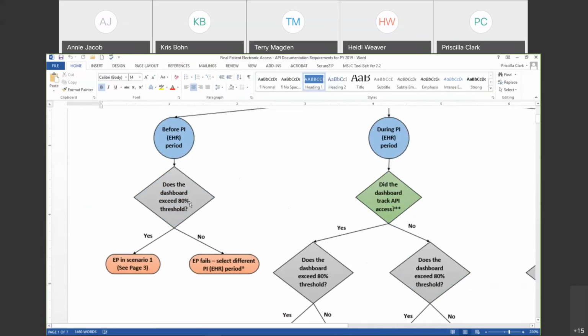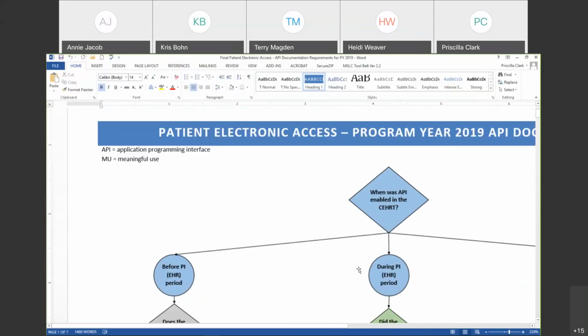Right here in the gray area, it says, does the dashboard exceed the 80% threshold? If yes, right here in the peach color, it says EP in scenario 1, see page 3. So this is on the first page of that PDF that I just showed you the test results for and the documentation requirements. Then you're going to go to page 3, and it's going to show you what documents you should be keeping and submitting during attestation. However, if it's no, the dashboard does not exceed the 80% threshold, the EP fails. We recommend that you select a different PI period to try and help the EP meet the requirements.